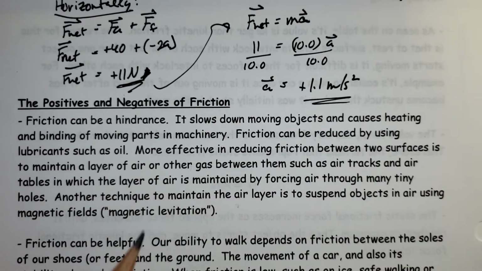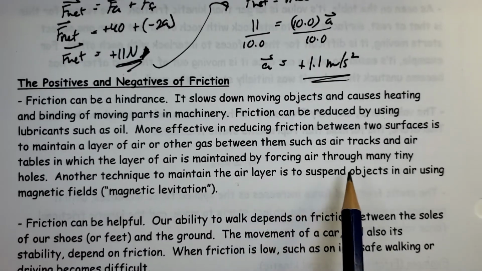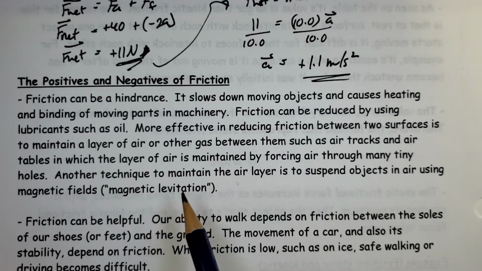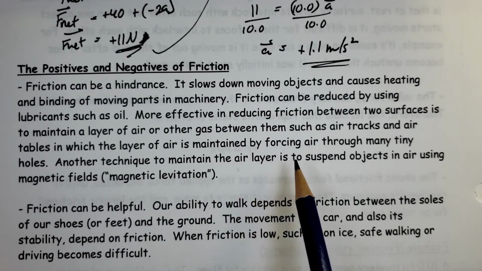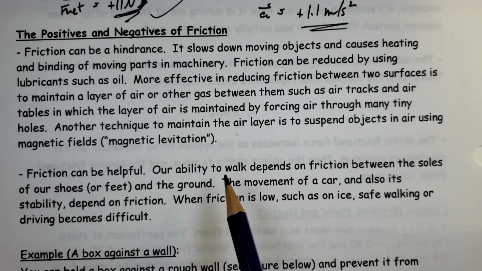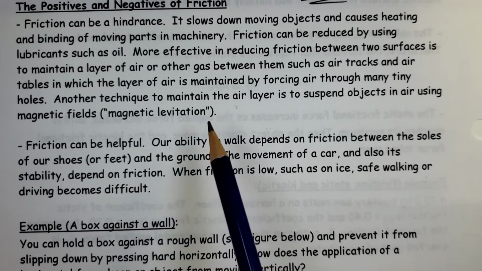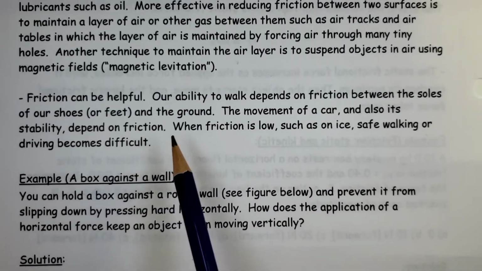Friction can be a hindrance. It slows down moving objects and causes heating and binding of parts in machinery. Friction can be reduced by using lubricants such as oil. More effective in reducing friction between two surfaces is to maintain a layer of air or other gas between them, such as air tracks and air tables, in which a layer of air is maintained by forcing air through many tiny holes. Another technique to maintain the air layer is to suspend objects in air using magnetic fields, or magnetic levitation.